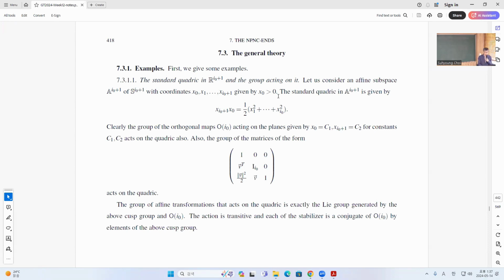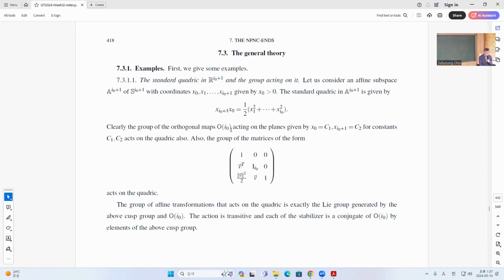So we of course, this will have a from the vector space of dimension I0 plus 2. So we have these corners, and upper hemisphere can be defined by this equation. So this is an affine space, and you can find the standard quadric like this given by this equation.